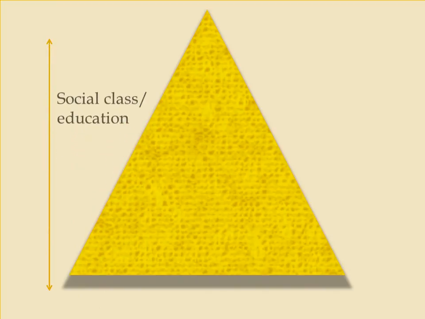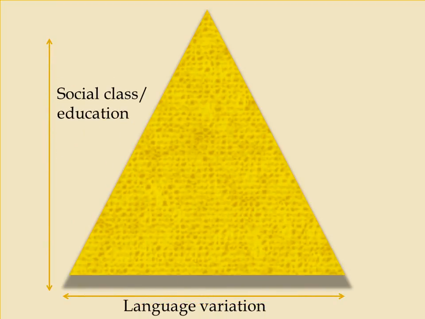Bear with me if my accent isn't quite perfect, but you've got social class and education on the vertical of the pyramid and language variation on the horizontal. Okay? So if you look at people at the top here, if you went to Oxford or Cambridge University today, you might hear quite a lot of people speaking an English which is not so different from the English that I'm speaking now.